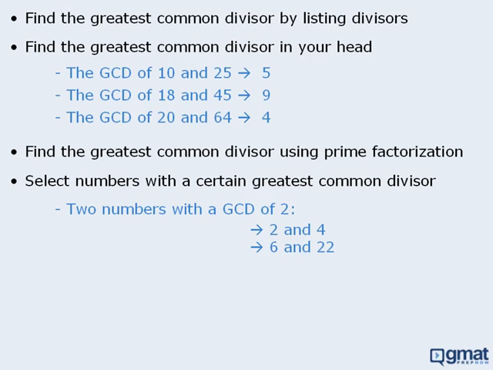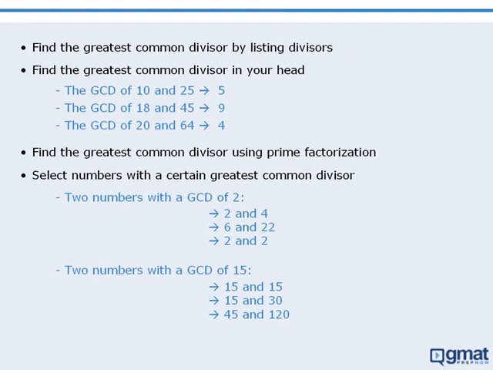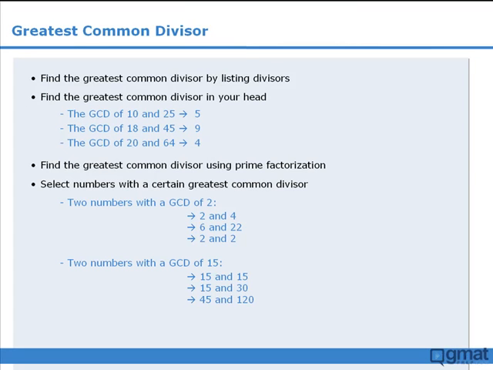Now, what are the two smallest positive numbers that have a greatest common divisor of 2? Did you get 2 and 2? Their greatest common divisor is 2. Let's try one more. What are two numbers that have a greatest common divisor of 15? Well, how about 15 and 15? Or 15 and 30? Or perhaps even 45 and 120? There are many more pairs of numbers that have a greatest common divisor of 15, so see if you can find some more. If you can master all of these skills, you will be well on your way to becoming an expert at greatest common divisors.